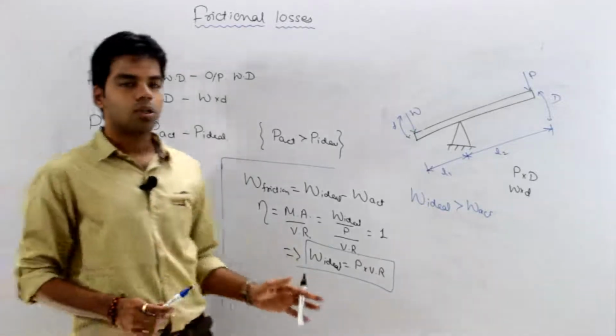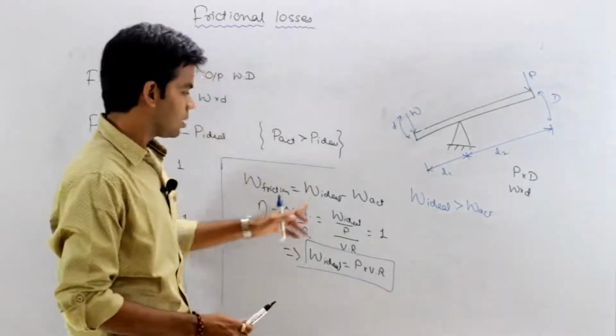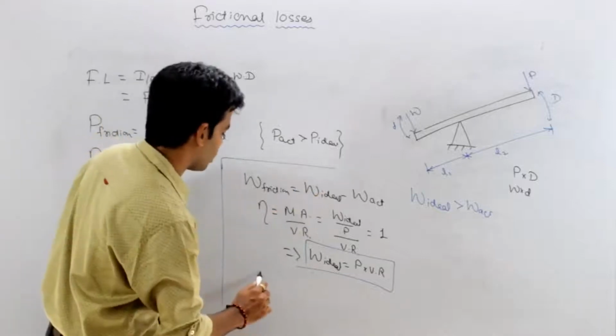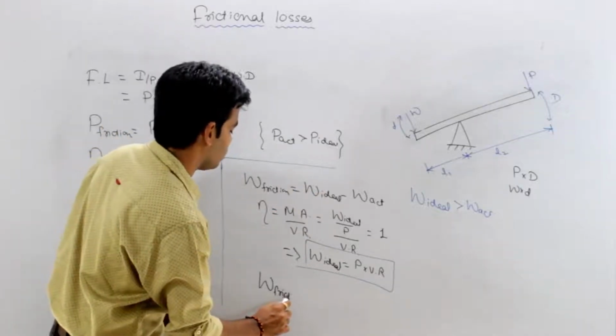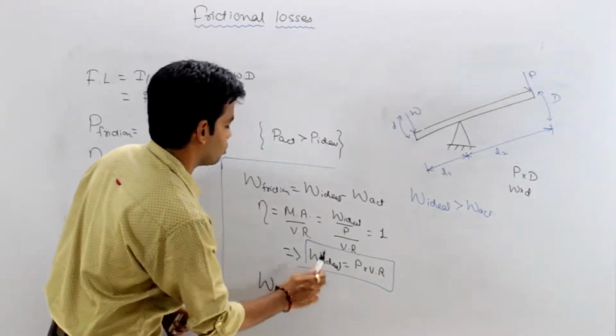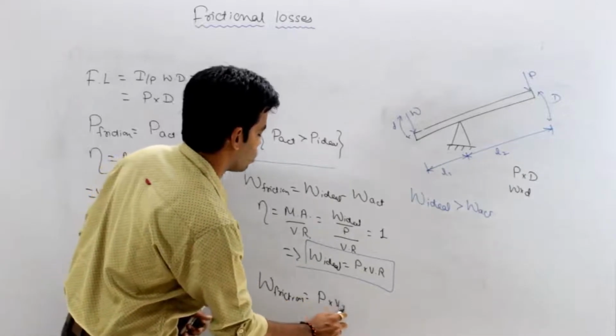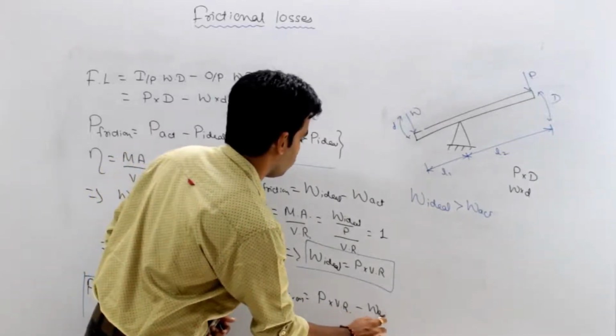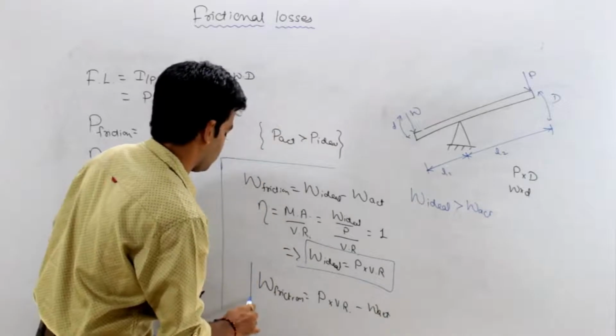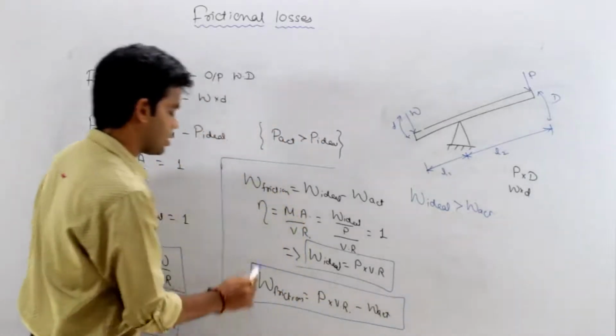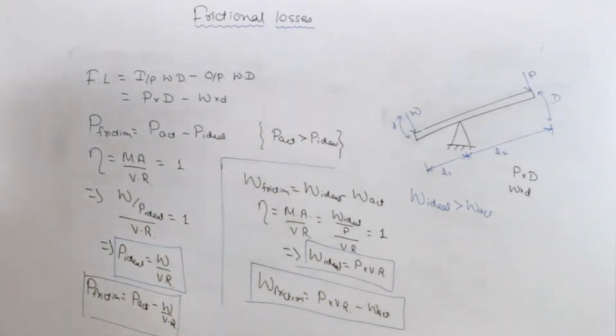Okay, how much load is lost because of friction? That is equal to W ideal minus W actual. So this W friction is equal to P into velocity ratio minus W actual. That's it. Okay, so these are the frictional effort loss and frictional load lost. Getting this or not?